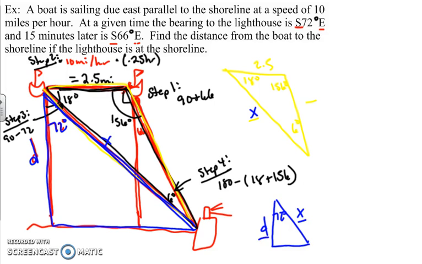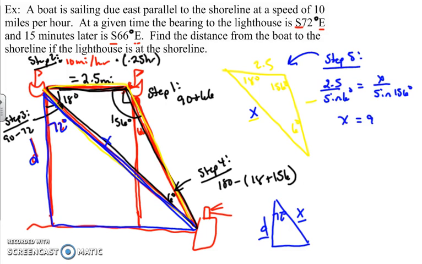So we're onward to step 5. Let's go ahead and use the law of sines on that triangle to figure out X. So let's see here. 2.5 divided by the sine of 6 degrees has to equal X divided by the sine of 156 degrees. Multiply both sides by the sine of 156. X is 9.7 miles. Cha-ching.